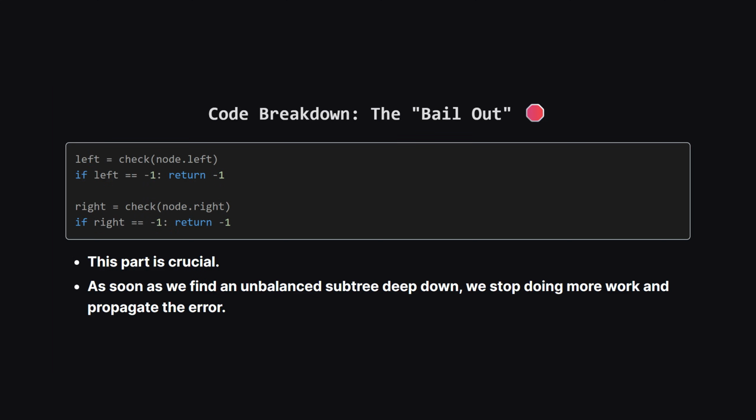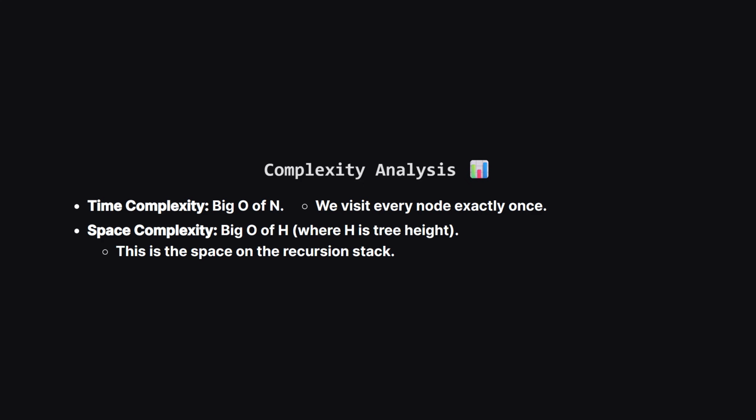These lines are the secret sauce. Instead of continuing to check the other side of a node when we already know the left side is broken, we immediately return -1. It's like a short circuit for our recursion. For our optimized approach, the time complexity is big O of n, because we touch each node just once. The space complexity is big O of h, which represents the height of the tree, because that's the maximum depth of our recursion stack. In the worst case of a very skewed tree, that could also be n.